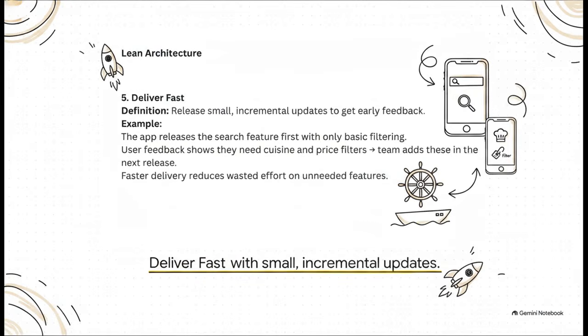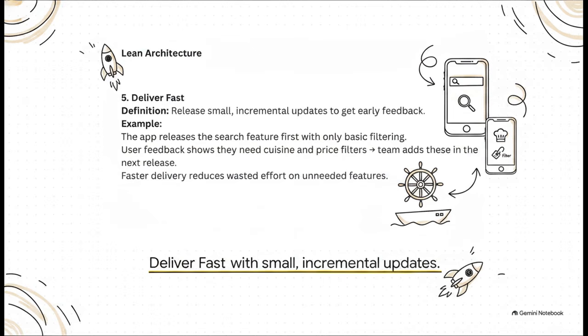Principle 5 pairs perfectly with that deferral. Deliver fast. You want to push out small, incremental updates so you can get that crucial early feedback. By delivering fast, you might release a super basic search feature first, just with simple filtering. You get it into users' hands, quickly discover they are desperate for price and cuisine filters, and then boom, you add those specific filters in the very next release.